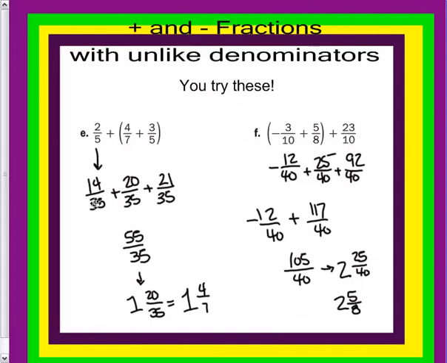Okay, so take a second and look at the answers. And so we've got 14 35ths plus 20 35ths plus 21 35ths. So we've got 55 35ths, which can be simplified to 1 and 20 35ths, or 1 and 4 sevenths. Over here we've got 12 40ths, and they're negative, 25 40ths, and 92 40ths. So we've got negative 12 plus a positive 117 to get us 105 over 40, which would be like 2 and 25 40ths, which we can simplify to 2 and 5/8.